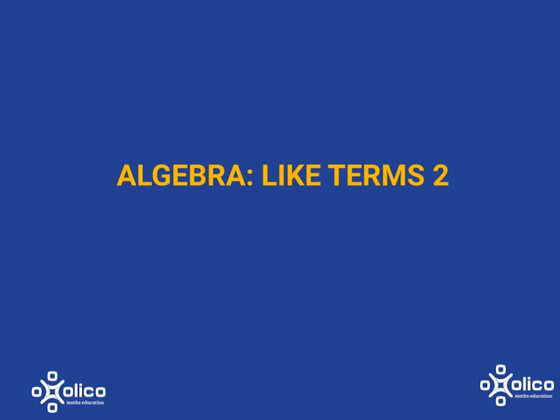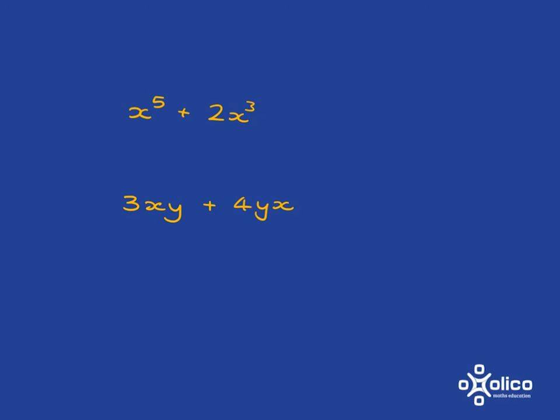We're going to do a bit more work with like terms. So if we have a look at x to the 5 plus 2x cubed, can we simplify? Well, the answer here is no, we can't at all, because even though the x's are the same, for things to be like terms, they have to have the same variable and the same exponent, and the exponents aren't the same here, so we can't simplify.